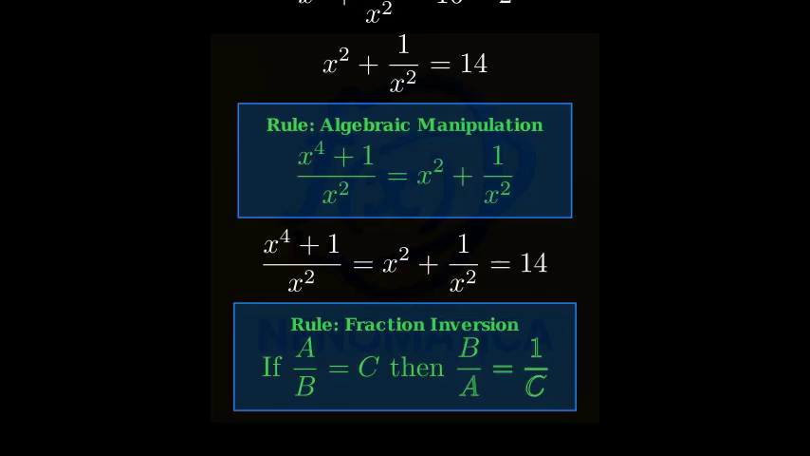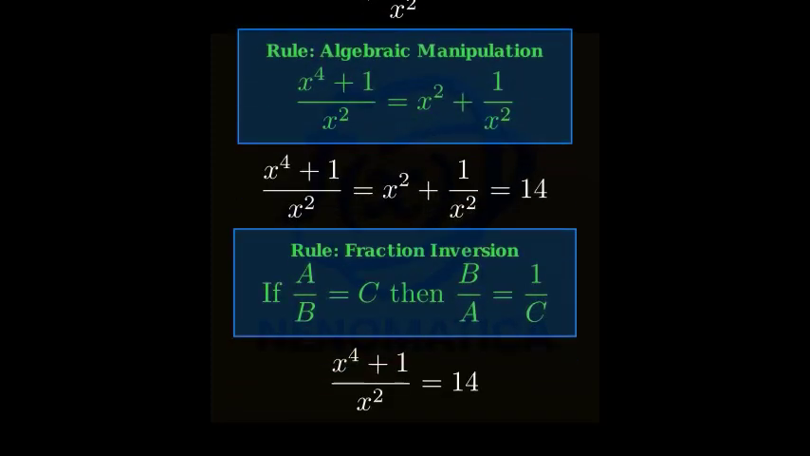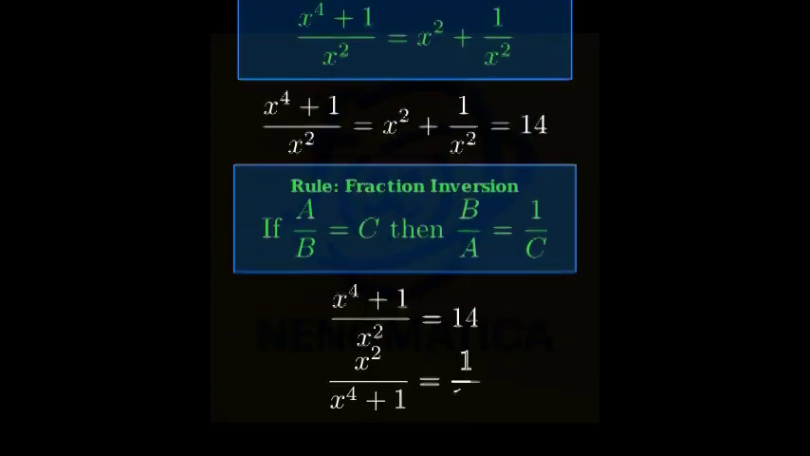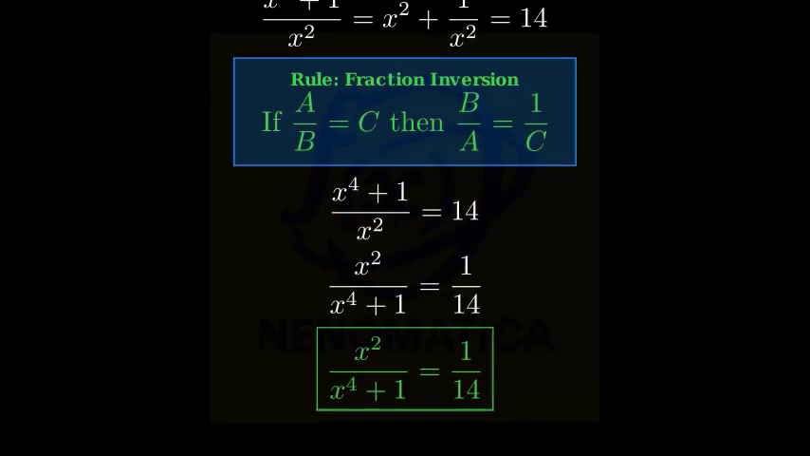Multiplying x squared over x to the fourth plus 1 by x squared over x squared, we get x to the fourth over x to the fourth plus 1 times x squared over x squared, which is equal to x squared over x to the fourth plus 1. Since we know that x to the fourth plus 1 over x squared equals 14, we can invert this to find that x squared over x to the fourth plus 1 equals 1 over 14.